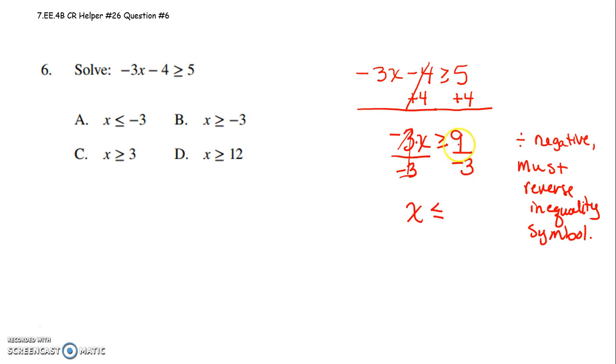And then 9 divided by negative 3. A positive divided by a negative is a negative. 9 divided by 3 is 3. X must be less than or equal to negative 3.